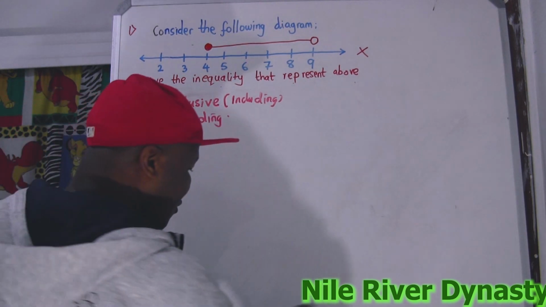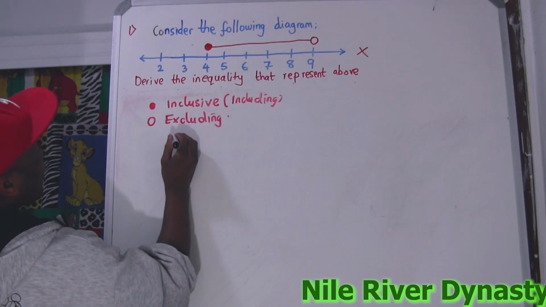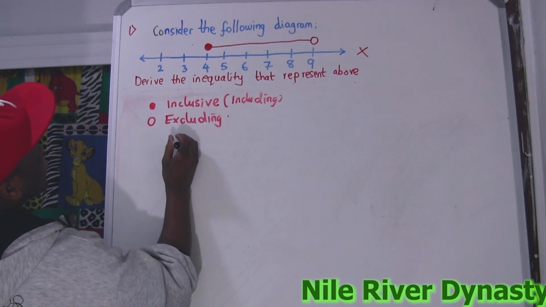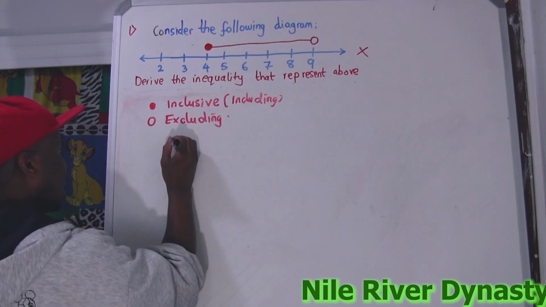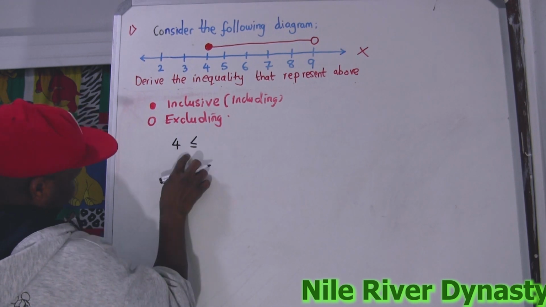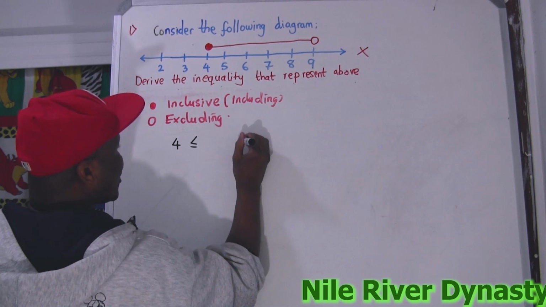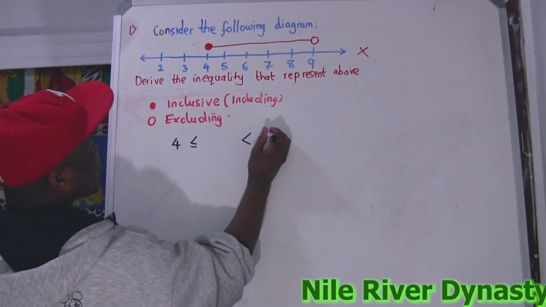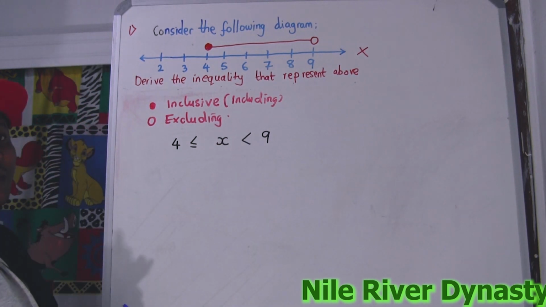For example, if somebody gives you something like that, it starts from 4, and it's including. So you can say from 4 all the way to 9, but 9 is excluding. So it's excluding, right, like that, to 9. And then you put x in the middle. So that's how it's represented.